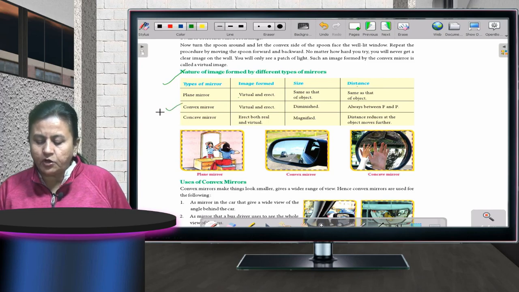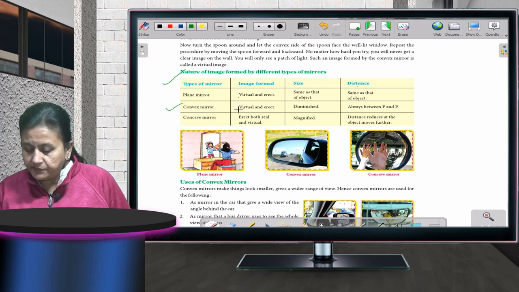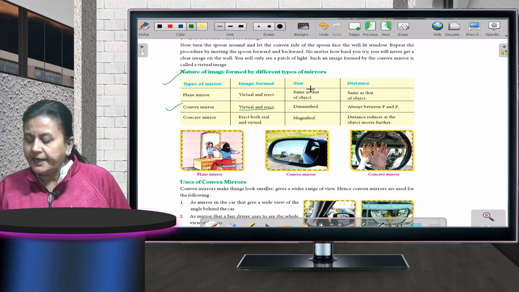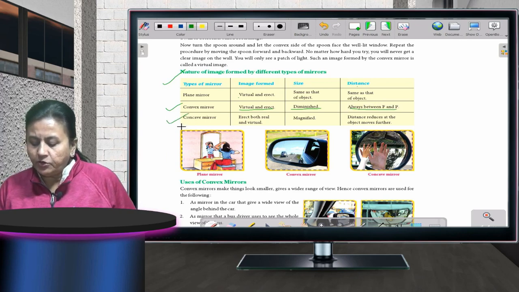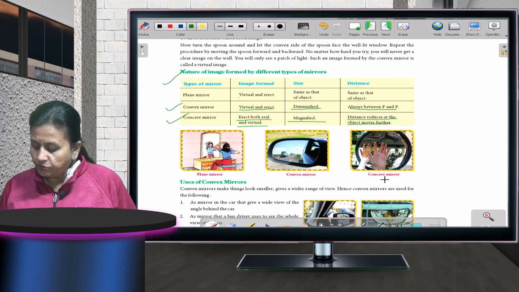If we talk about a convex mirror, the image formed is virtual and erect, and the size is diminished, meaning small. Where is it formed? It is formed between F and P. Now if I talk about a concave mirror, the image formed is erect, both real and virtual. It is magnified. The image distance reduces as the object moves further. Fine children, this you can go through.